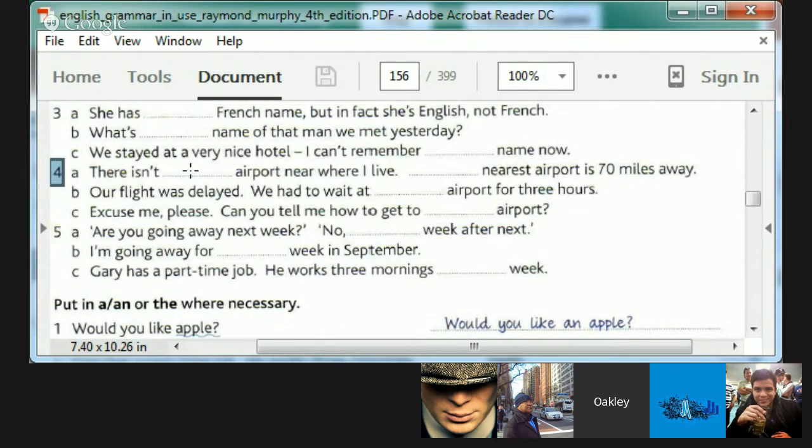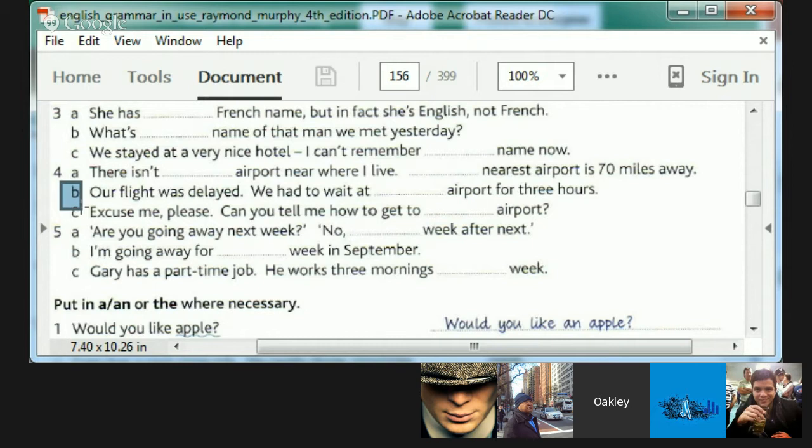Continue. The nearest airport is 70 miles away. Okay, great. Introducing with A and then mentioning it again with the. And then the nearest. Okay, we have a superlative. Yes. All right.